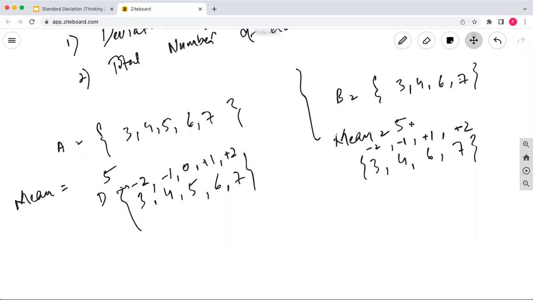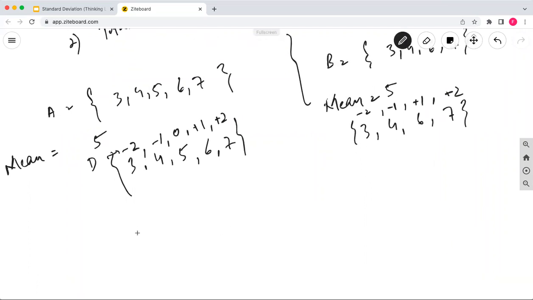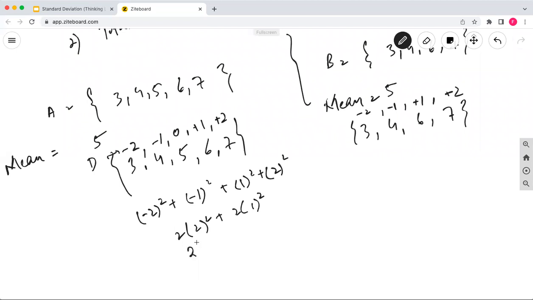And if we see the formula, on the upper side we have the sum of the square of each deviation, which is -2 square, plus -1 square, plus 1 square, plus 2 square, which is 2 into 2 square, plus 2 into 1 square, which is 2 into 4 plus 2, which is 10. In the first scenario, our sum of square deviation is 10. In the other scenario, this is also 10.